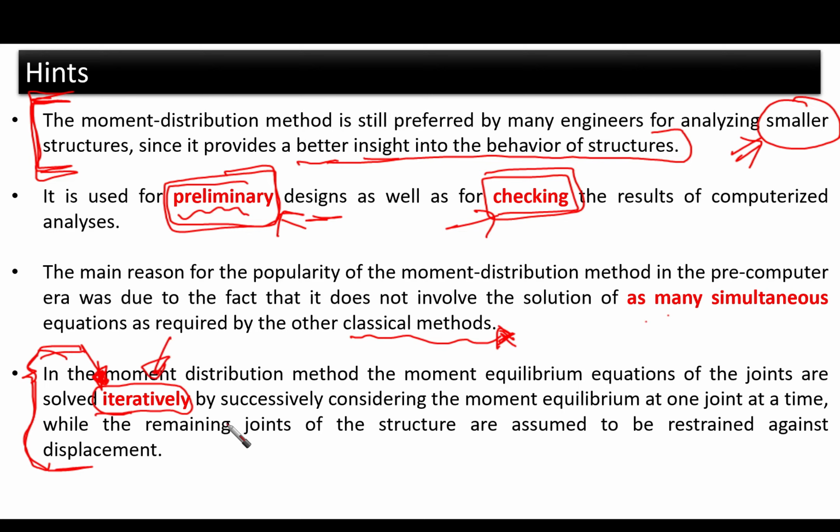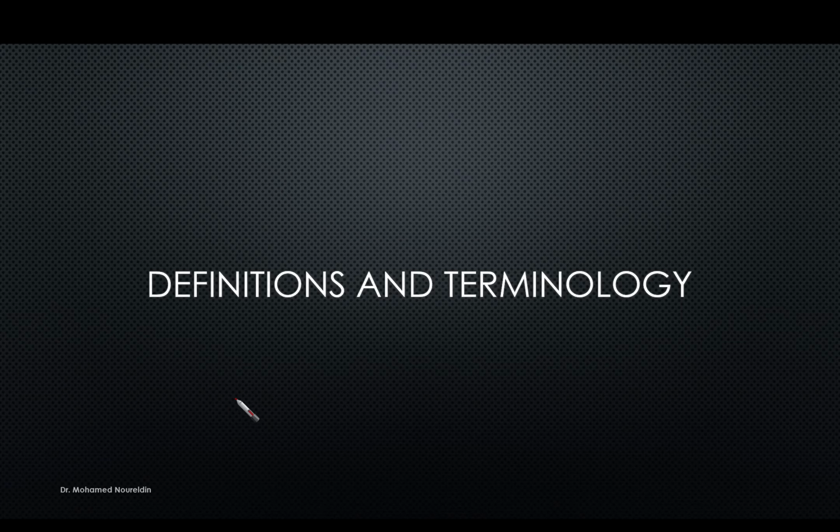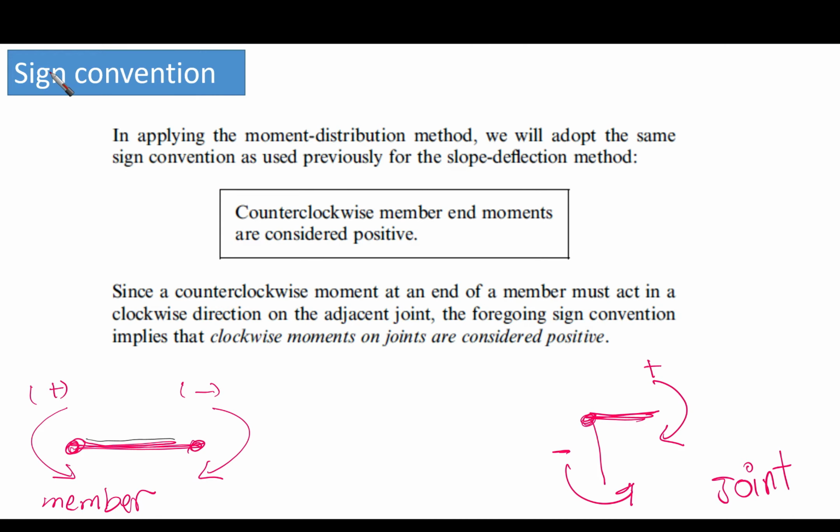Okay, now let's go to the next. We're going to talk about some very important definitions, as you're going to see, and some terminologies that are going to be important for us to understand the method. Let's start with the most important part of the definitions, which is the definition of the sign convention. We want to define our sign convention. So we are going to apply the same sign convention that we used in the slope deflection method.